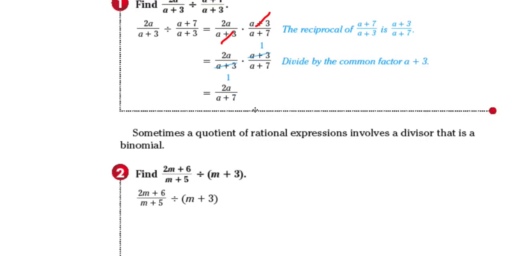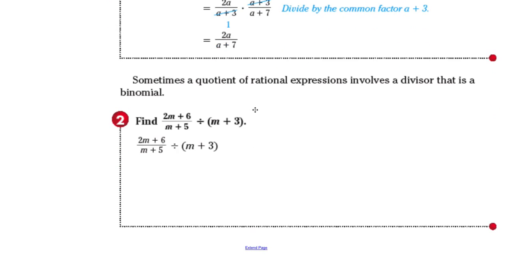Sometimes the quotient of rational expressions involves a divisor that is a binomial. So now you have 2m plus 6 all over m plus 5 divided by m plus 3. We copy the problem, and we get the reciprocal of m plus 3 and multiply it by 2m plus 6 all over m plus 5. So this is now 2m plus 6 all over m plus 5 times 1 over m plus 3, which is the reciprocal. And we use the factoring method.